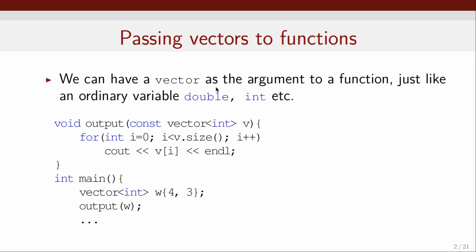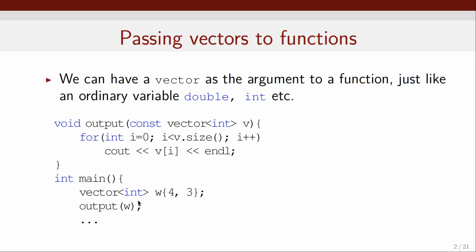We can have a vector as the argument to a function, just like an ordinary variable, like a double or an integer. You can have a vector of integers or doubles. So this particular function called output is going to print the components of a vector on the screen. There's no return type, it doesn't return any value, so the return type is void, but it prints values to the screen. And the argument type here is a vector of integers.